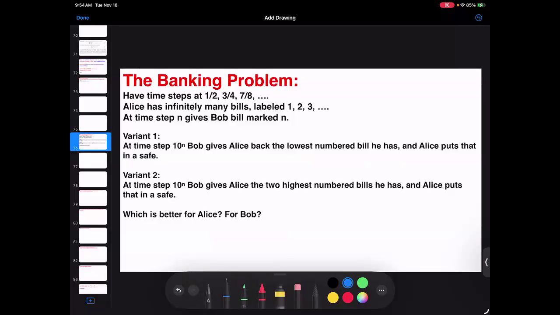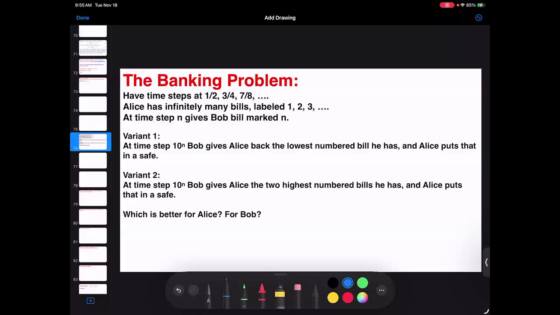I will give you a choice as to which way you want to be. And you will be Bob. Okay. So in both variants, at the nth time step, Alice gives Bob a dollar bill. In the first, she gives the dollar bill labeled 1. In the second, the dollar bill labeled 2. In the third, the dollar bill labeled 3. In the nth, the dollar bill labeled n. So Alice's bills are labeled 1, 2, 3, 4, 5. At the nth time step, she gives Bob the bill marked n. Okay?